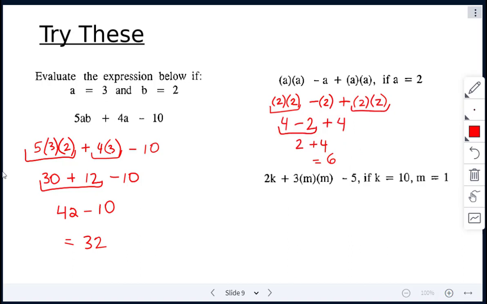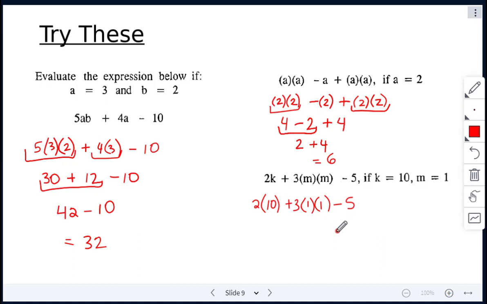So here we go for this one. We have 2k plus 3 times m minus 5. Don't forget that minus 5 there. And then we're told that k is equal to 10, m is equal to 1. So let's substitute that in. So here we get 2k, so 2 times 10. Then we have plus 3 times m, which is 1, times m, which is 1, and then the minus 5.